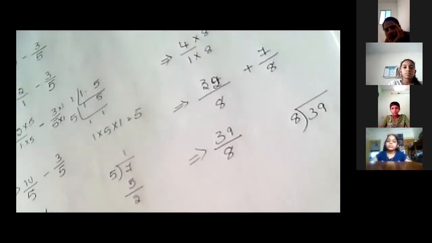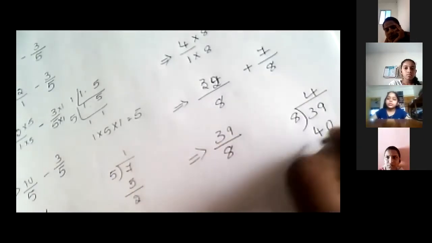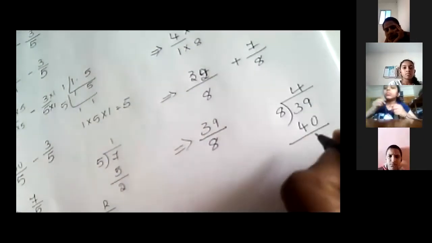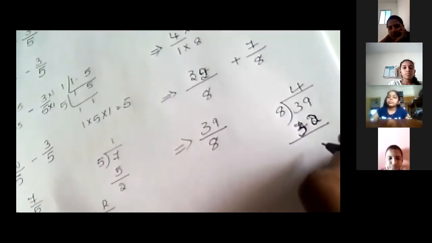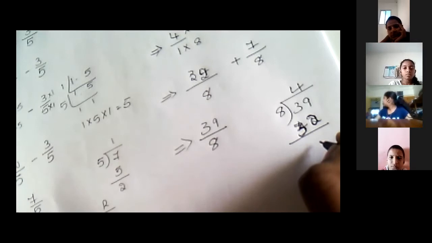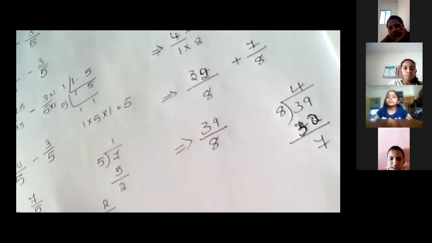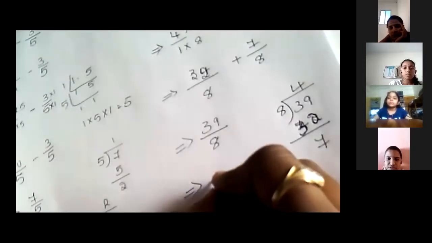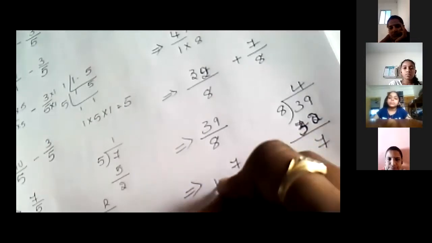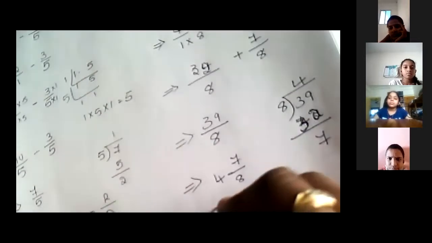8 ones are 8, 8 twos are 16, 8 threes are 24, 8 fours are 32, 8 fives are 40. 8 fives are 40, so we take 4s. 8 fours are 32. And what is the remainder? In 39, if you subtract 32, it's 7. We have to write it in the quotient-remainder form. So the quotient is 4 and the remainder 7. 8 fours are 32, 32 plus 7, 39. This is the answer.